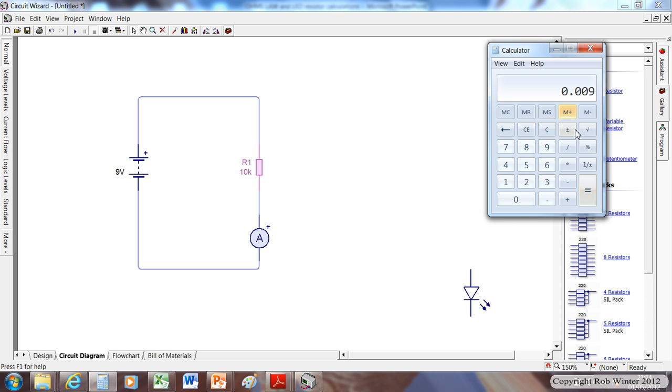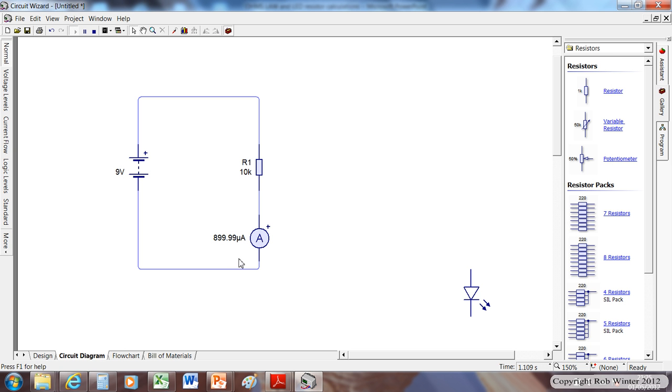I get 0.009, okay? Which again is going to be, let me just check I did that right, 0.0009, sorry, I missed a zero. So that should be 0.9 milliamps if I press play. Or it's actually gone for 900 microamps, which means the same thing. But anyway, you get the point. You can prove that I is equal to V over R, and vice versa.